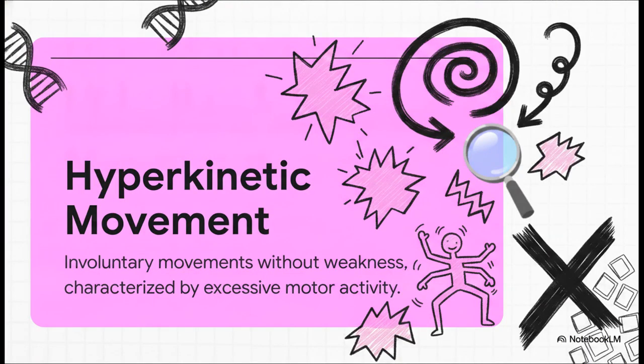So when we label a movement as hyperkinetic, the absolute key distinction is that these are involuntary movements that are unaccompanied by weakness, right? Unlike hypokinetic conditions, think Parkinson's disease, where movements get stiff and slow, these disorders are defined by excessive motor activity. It's basically like the nervous system's internal brakes have completely failed. You end up with way too much movement rather than too little.